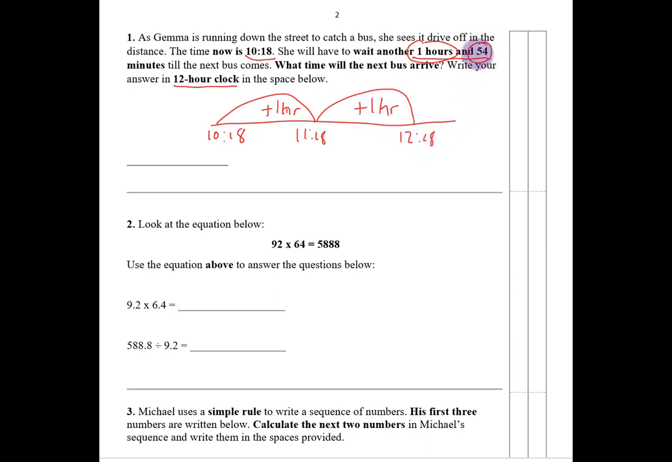But I didn't need to add on an hour. I needed to add on 54 minutes. So I've added on an extra 6 minutes. So what I'm going to do is minus 6 minutes here to get to what it would have been if I had added 54 minutes. So 12:18 minus the 6 minutes takes me to 12:12. And this is our answer.